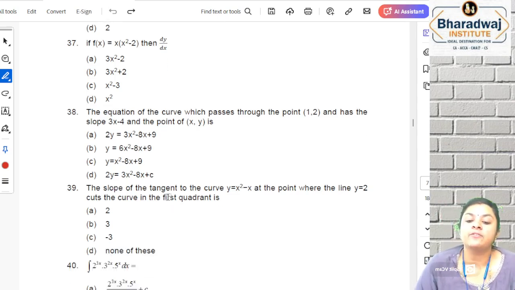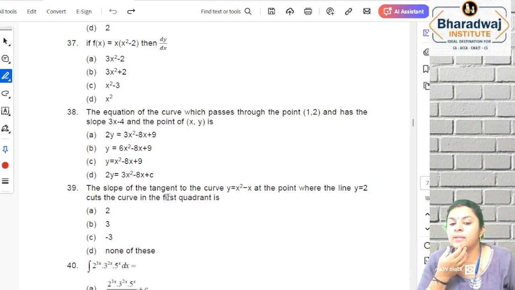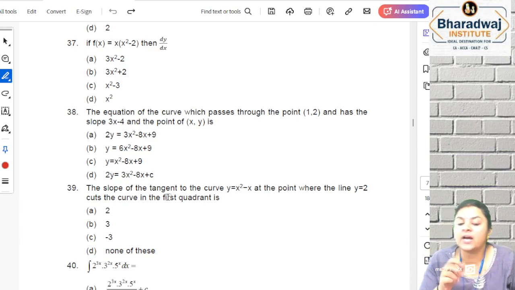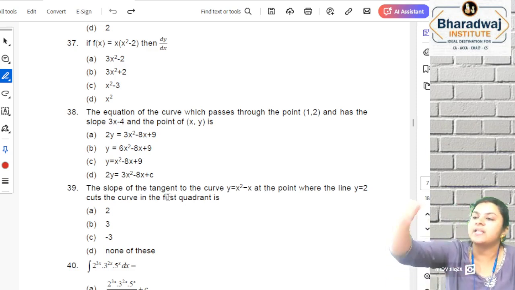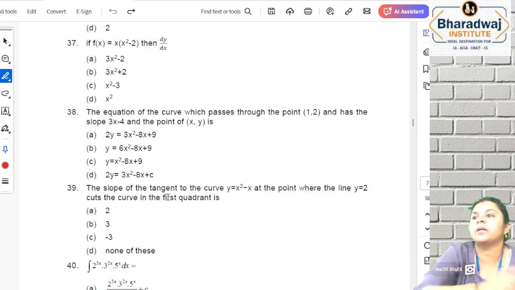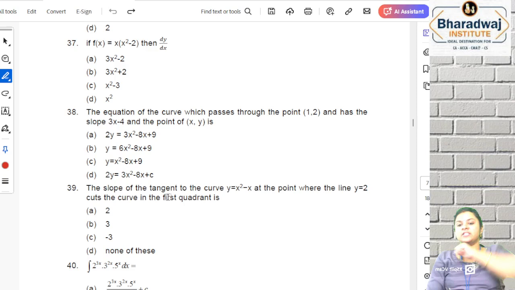Next, 38. The equation of the curve which passes through the point 1, 2 has the slope 3x minus 4. The slope is dy by dx. Okay, the point of x, y is. So here you have to see which option differentiates as 3x minus 4, and that equation should satisfy the point 1, 2. In the option, the differential answer should be 3x minus 4, and if you substitute 1, 2, you should get the equation solved. Whichever satisfies both, that will be your answer.